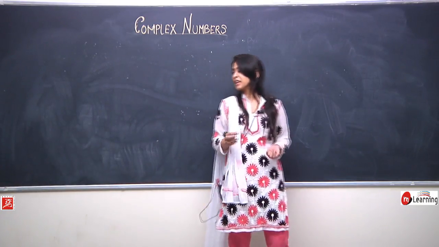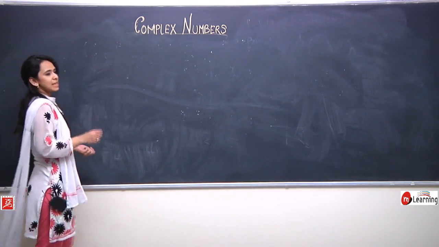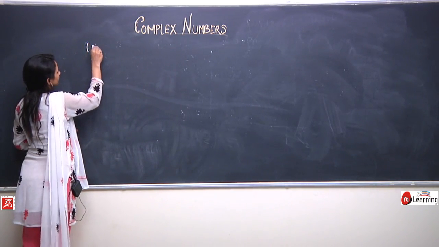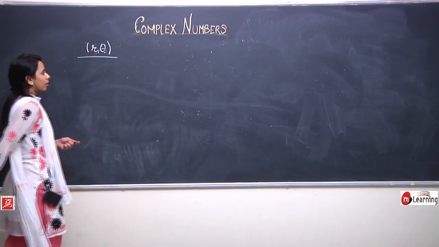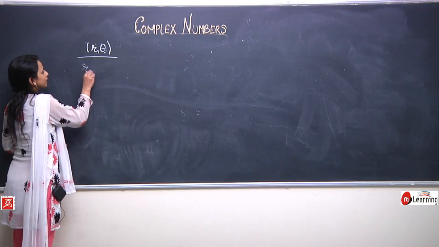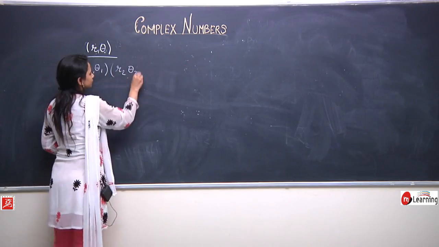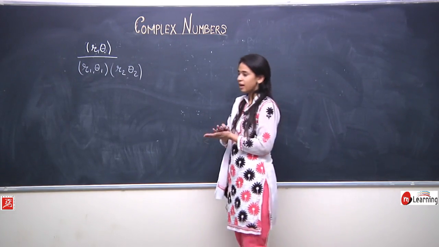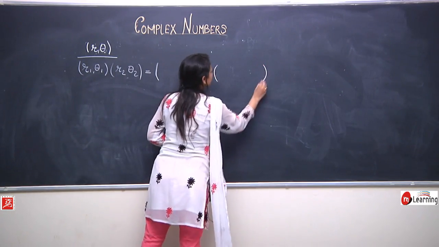Now, let us start discovering some very interesting results related to the polar representation of complex numbers. We have already discovered that we can represent a complex number in the 2D plane, and we can represent any complex number in polar coordinates in the form of ordered pair r comma theta. Now suppose I have two complex numbers of the form r1 theta 1 and r2 theta 2. We have already seen how we can add, subtract, multiply or divide two complex numbers in Cartesian form. Similarly, let's try to multiply two complex numbers in polar form.